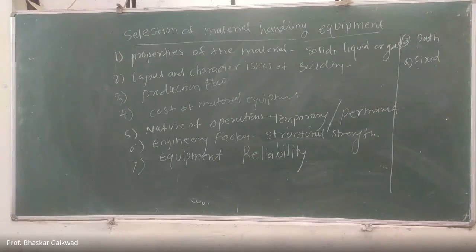So there are four types of layout. First, product or line layout. Second, process or functional layout. Third, the fixed position or static layout. And group technology layout or cellular layout. So yesterday we completed these four types of layout. Only a few examples you have to remember.